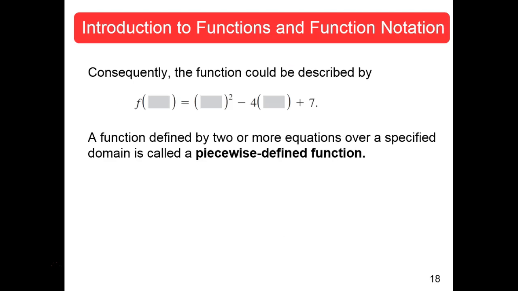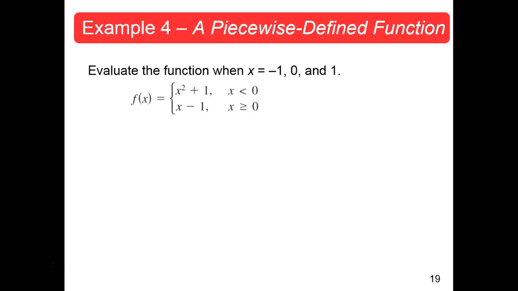Okay, now we pick up that next statement. A function defined by 2 or more equations over a specified domain is called a piecewise defined function, because it's defined one way at one place and another way at another place. Okay? And that leads directly to example 4. Evaluate this function. It's x squared plus 1 for all x's less than 0. It's all negative x's. And it's x minus 1 for all x's from 0 to positive infinity.